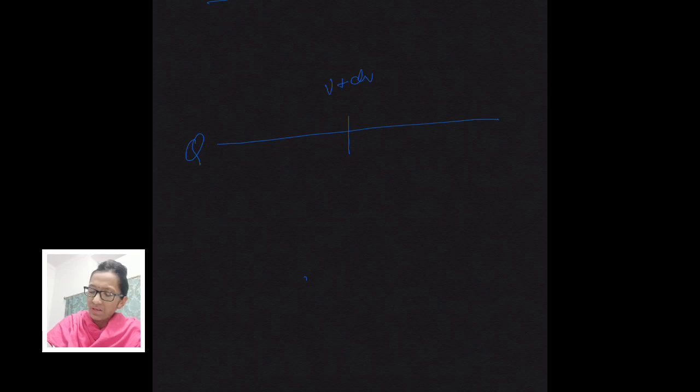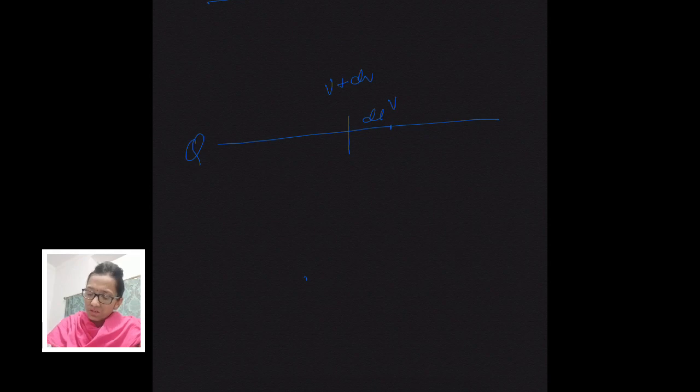Suppose you have a charge, and due to this charge, along its radial line you have some potential at one point, V plus dV. And at a further distance, if you go a little bit further, a small distance dl, then obviously the potential will be reducing, and then the potential becomes V.